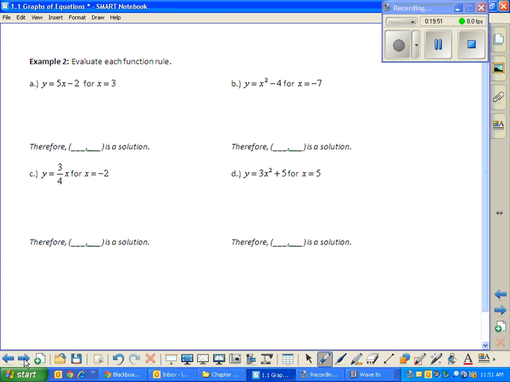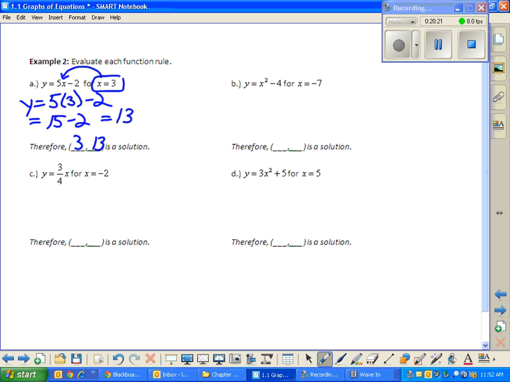So we use our property of substitution to let x equal 3 in this particular equation. So what we get is y equals 5 times 3 minus 2. In other words, we have 15 minus 2, 15 minus 2, 13. So we have the point 3 comma 13 as a point on this linear equation.